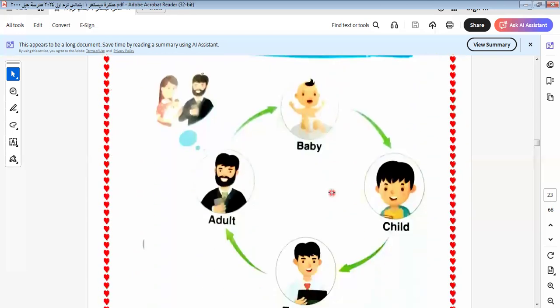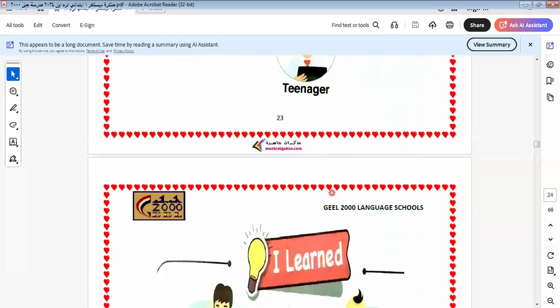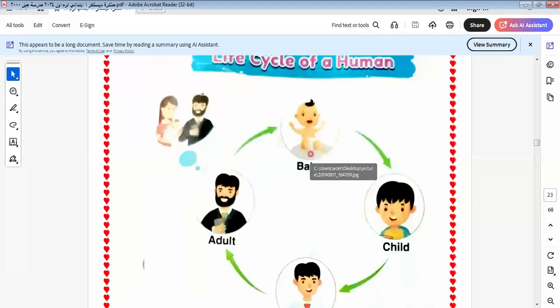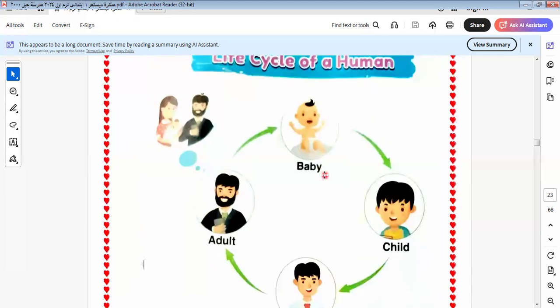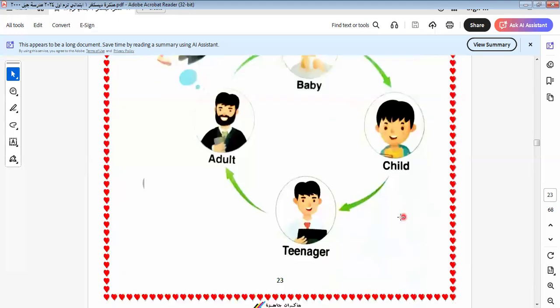Here is the stage. In this part, we learn the cycle of the human. We have the cycle that we go through to be an adult or young or anything. So here is the cycle of the human: baby, child, teenager, and adult.